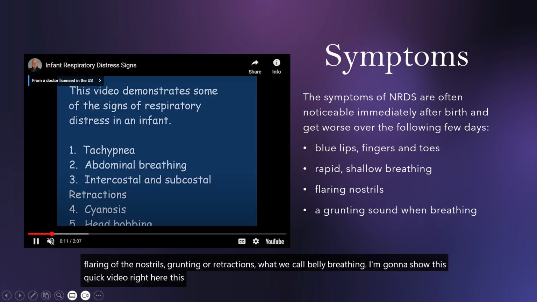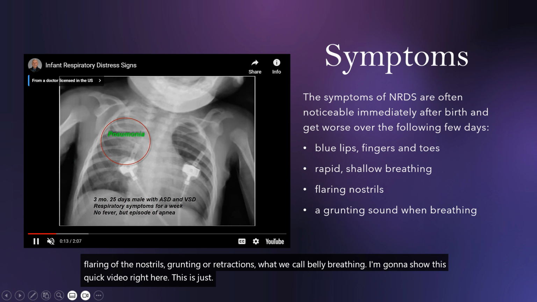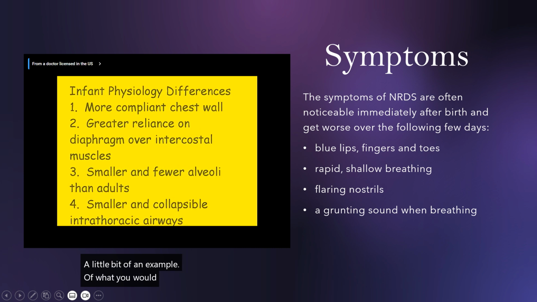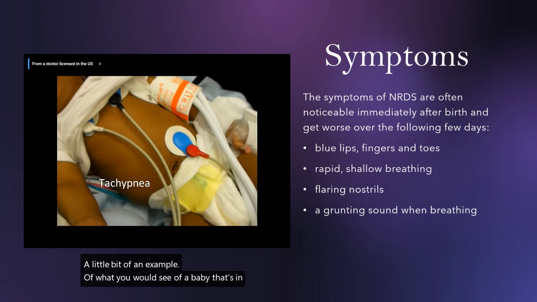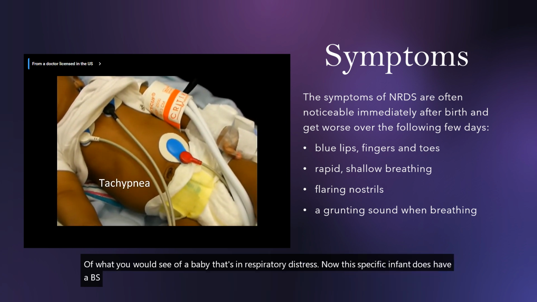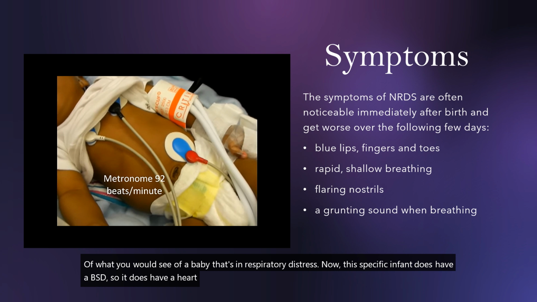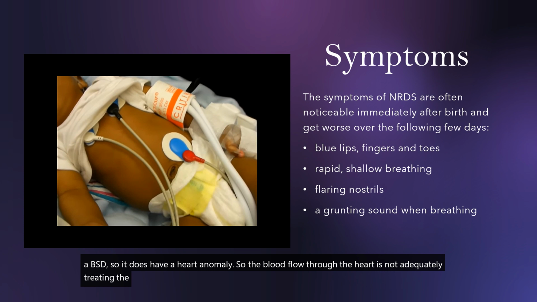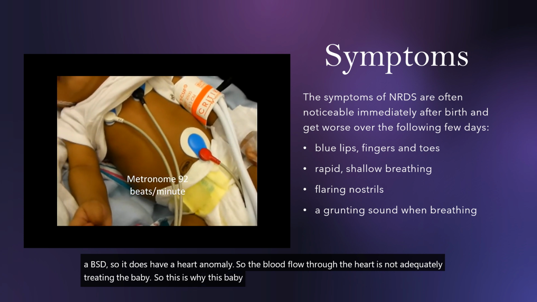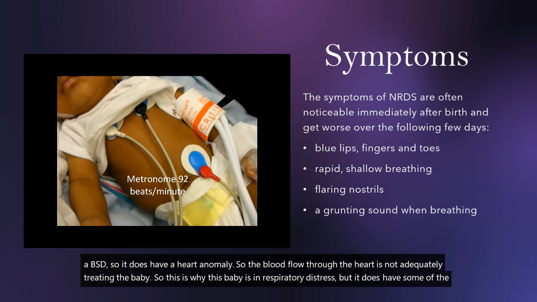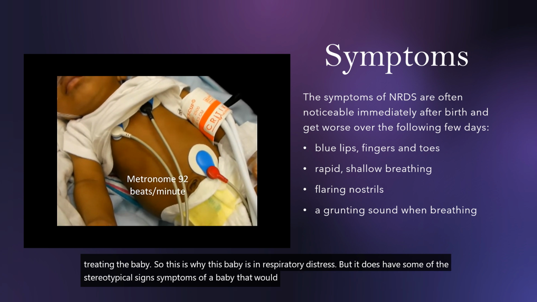This is just a little bit of an example of what you would see with a baby that's in respiratory distress. Now, this specific infant does have a VSD, so it does have a heart anomaly, so the blood flow through the heart is not adequately treating the baby. This is why this baby is in respiratory distress, but it does have some of the stereotypical signs and symptoms of a baby that would be in respiratory distress.